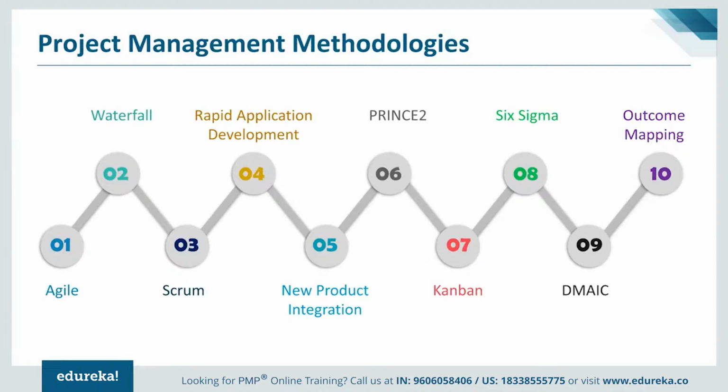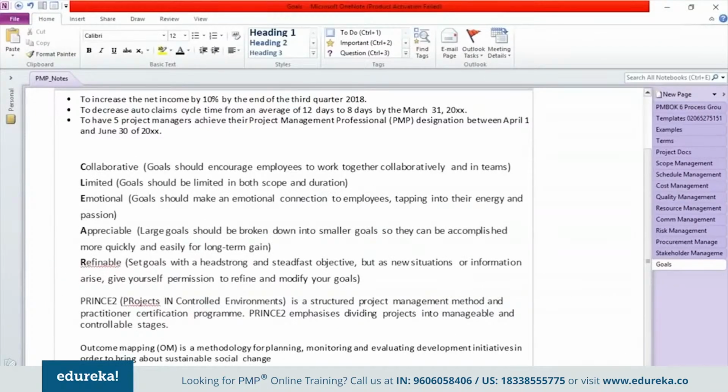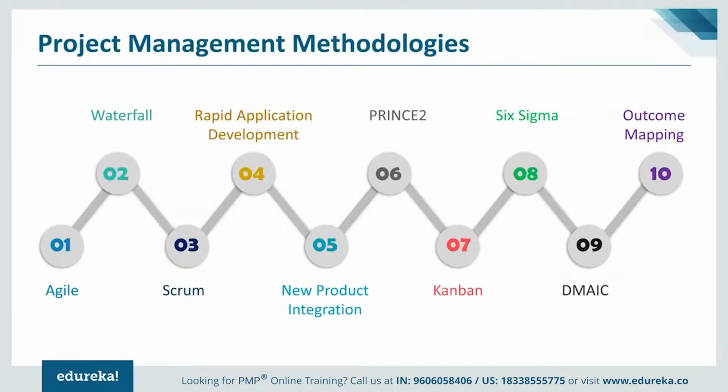DMAIC is one of the methodologies within Six Sigma, which stands for define, measure, analyze, improve, and control. So these are the phases within the DMAIC cycle. When you follow a Six Sigma project, you actually implement the DMAIC cycle, so you would then understand how this whole thing works. And outcome mapping is another one. Outcome mapping focuses a bit more on planning, monitoring, and evaluating. Some of these are important activities, and mainly from a social change point of view, this is where outcome mapping comes into the picture.